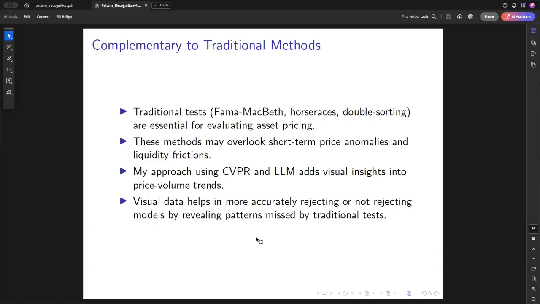And my method is not disconnected from the traditional method. They are complementary. I can get the results from traditional tests, including Fama-MacBeth, horse races, double sorting, and feed them into the model. So with these new facts, in addition to visual features, they can make better decisions about accepting or not accepting the models.